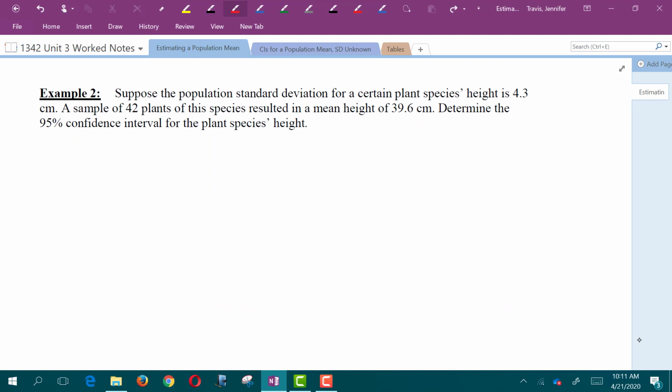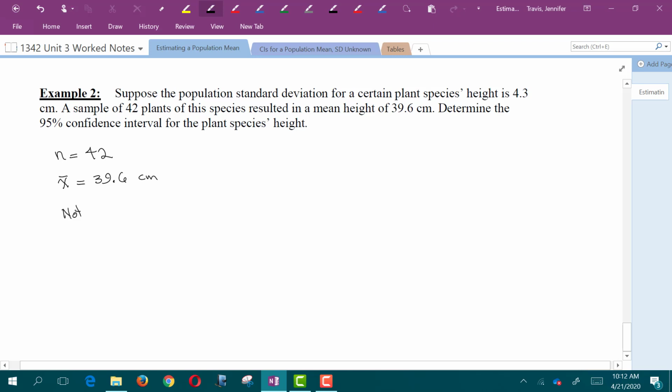Okay, so let us suppose that the population standard deviation for a certain plant species height is 4.3 centimeters. We have a sample of 42 plants of this species, and we end up at a mean height of 39.6 centimeters. We want to figure out the 95% confidence level. Okay, so let's write some things down. Our n is our sample size, that's 42. Our x bar, that's my sample mean, the mean height in our sample, that's 39.6 centimeters.